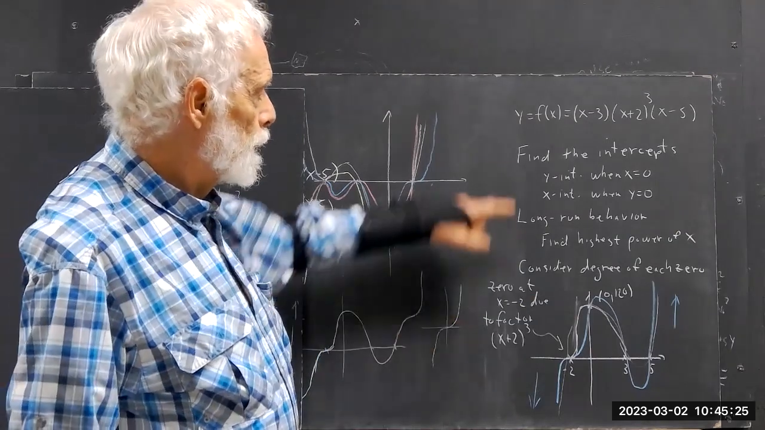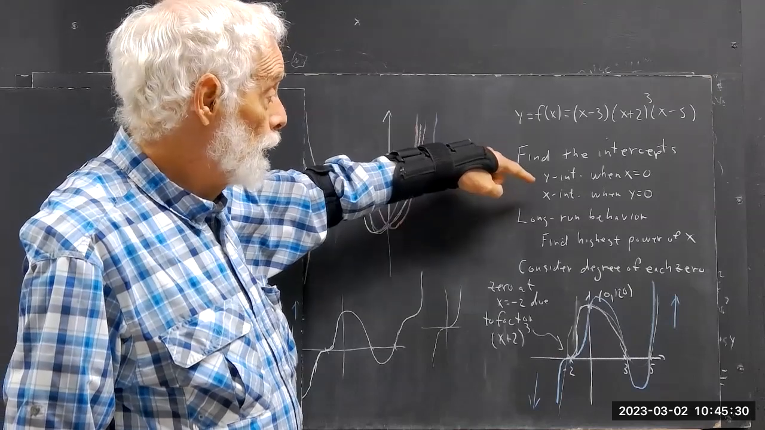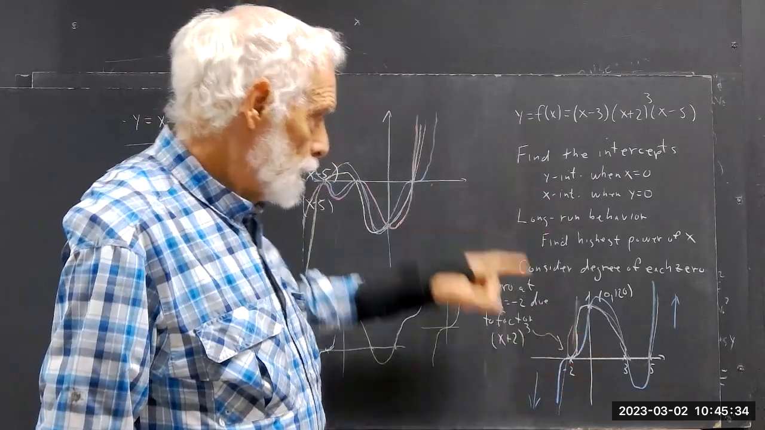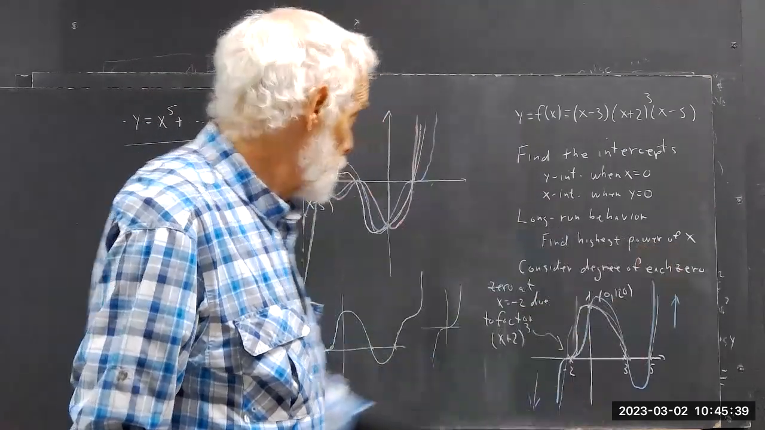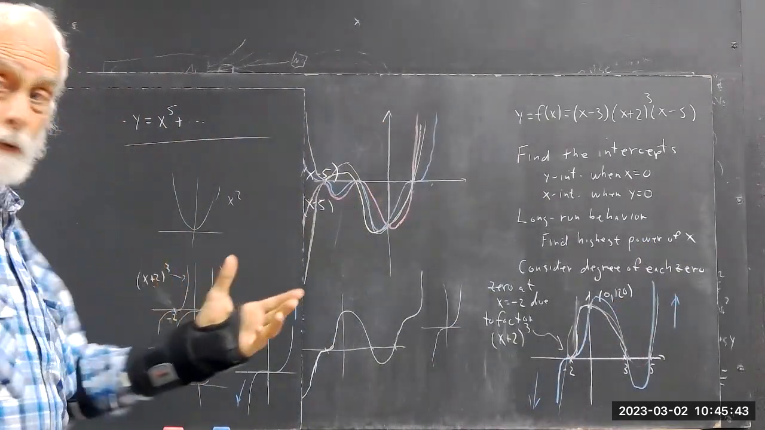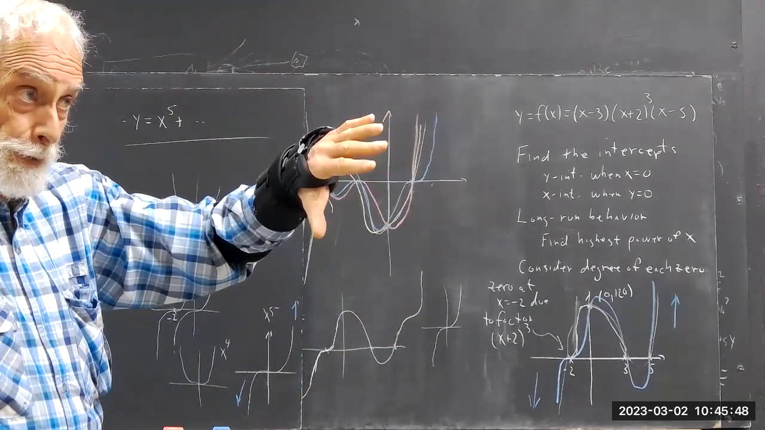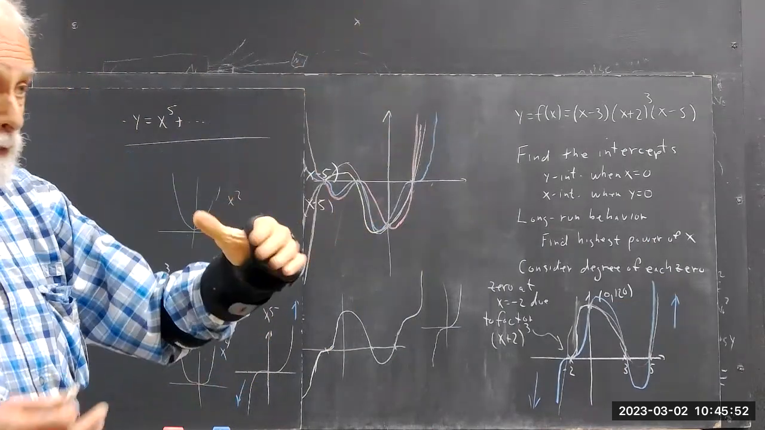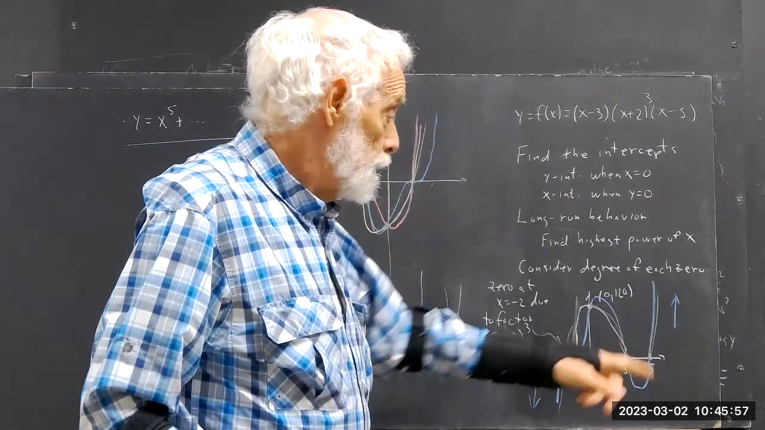And the procedure again, what did we do? We found the intercepts. Y-intercept happened when x equals 0. X-intercept happened when y equals 0. So we understand that. The long run behavior, you find the highest power of x, and then you ask yourself, is that an even power or an odd power? If it's an even power, it's going to look like this. The higher the power, the flatter it is. If it's an odd power, it's going to look like this. But of course, the higher the power, the flatter it is. Then you can sketch a graph.